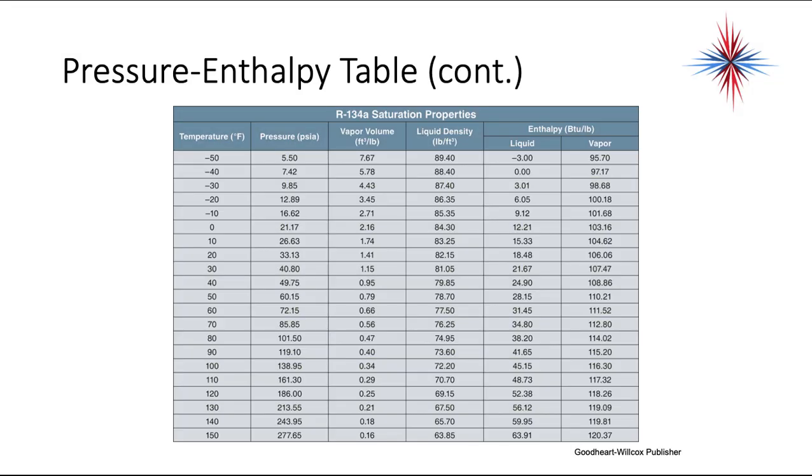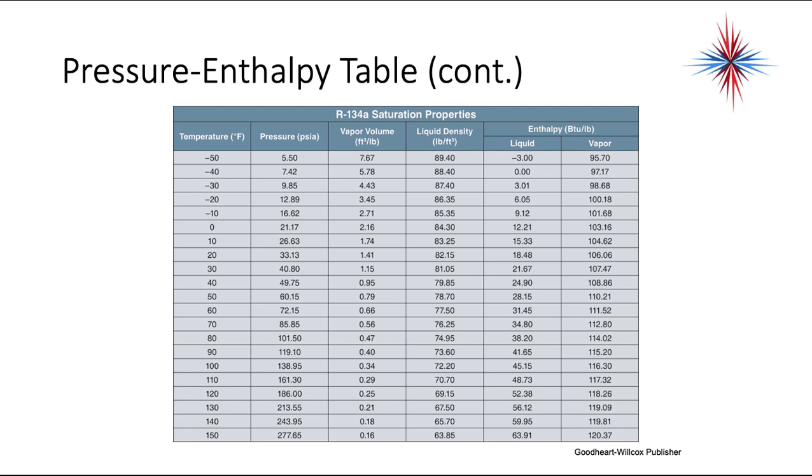This is a pressure enthalpy table. It tells us the given pressure, it's always in psi-A for these tables. It tells us what the vapor volume is at that temperature. It tells us what the liquid density is, because right there at saturation point I have vapor and liquid. And it tells me how much heat content per pound. That's BTUs per pound.